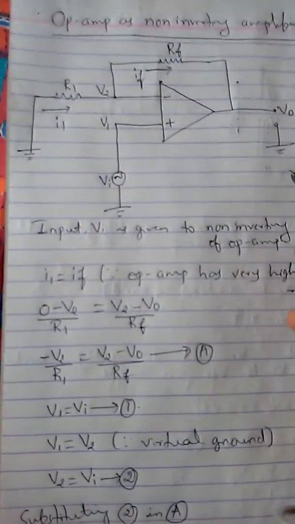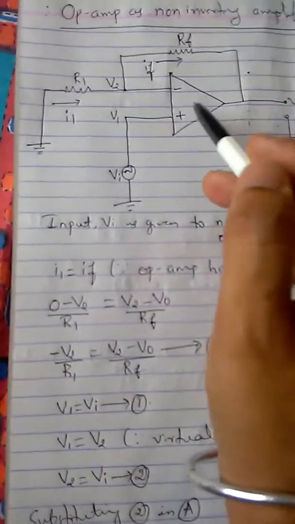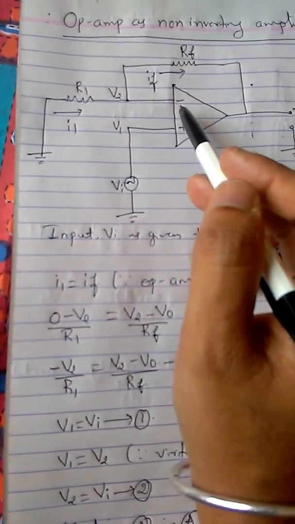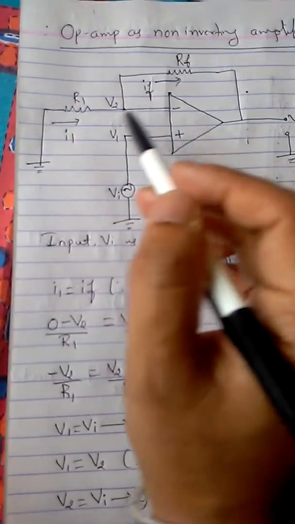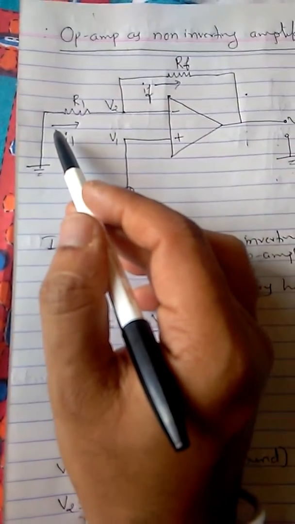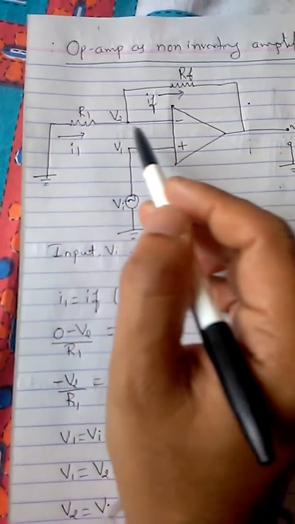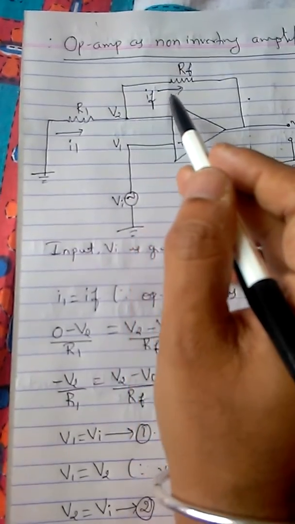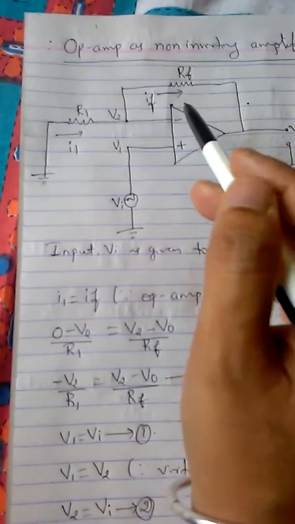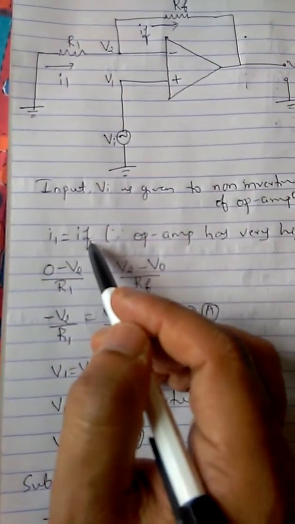So next what happens is, since op amp has got very high input resistance, it will not allow any current to enter into the op amp. So whatever the current, that is I1 flowing through R1, that will not enter into the op amp. So all this I1 will move towards feedback resistance RF. So I can write I1 equal to IF.